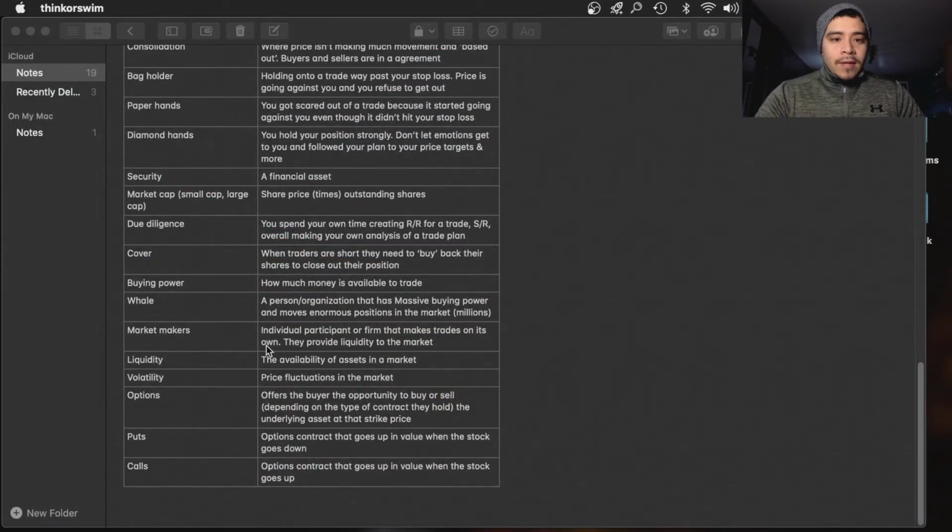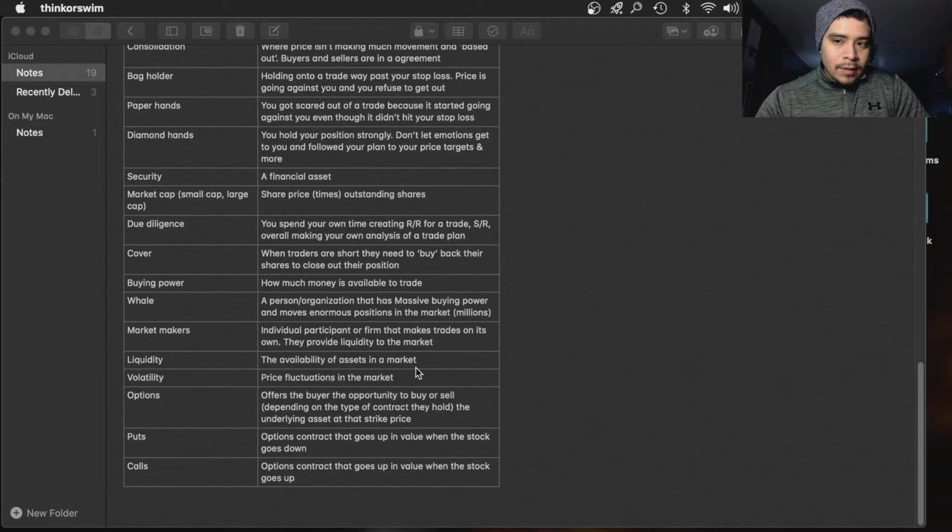Market makers. I kind of have this definition botched, so just ignore it. I would recommend Googling it and looking it up because I couldn't really make my own definition. I just wrote individual participant or firm that makes trades on its own. They provide liquidity to the market. So moving to the next, liquidity. This is availability of assets in a market. So liquidity is how many shares there are in a market.